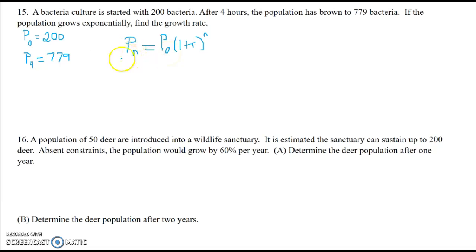So P sub n, in this case, is P sub 4. So that's going to be 779. That's equal to 200 times 1 plus R, and n, we said, was 4, so all raised to the 4th power. Alright, so now the first thing I'm going to do is divide both sides by 200.